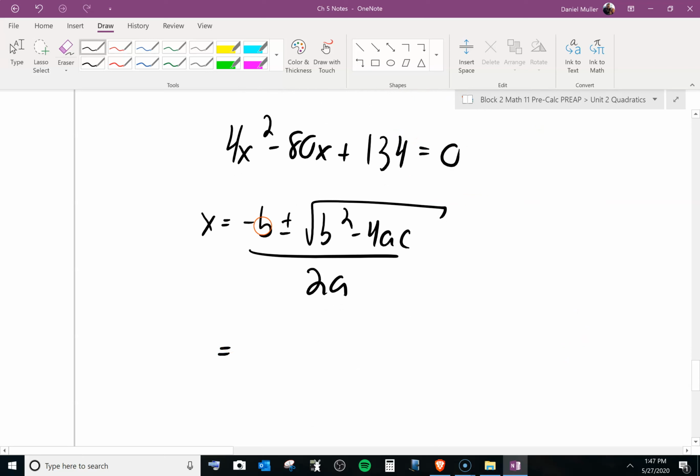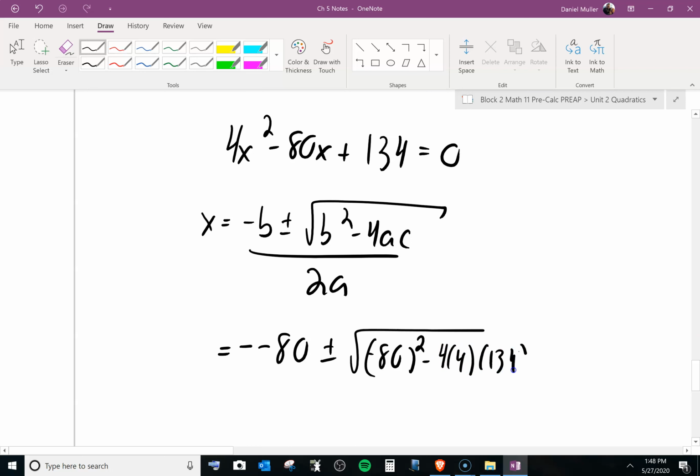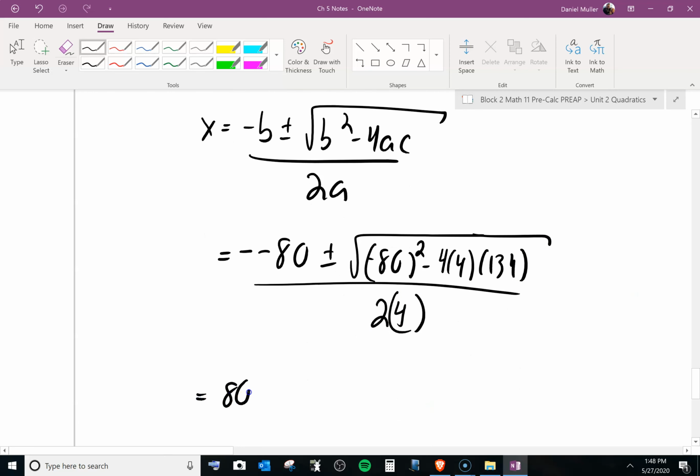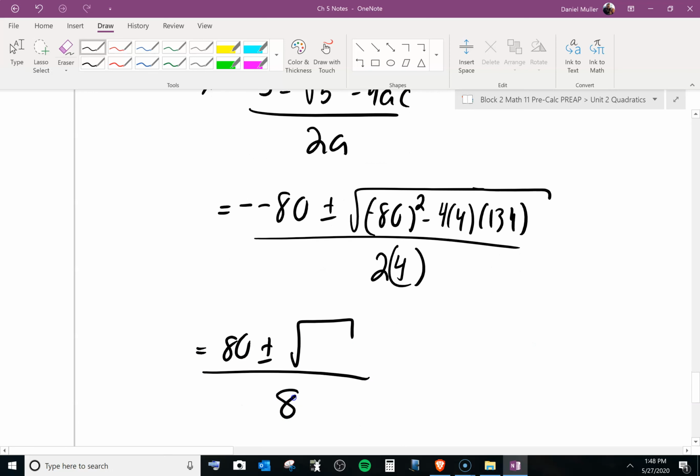Now b has a negative sign in front, and b is negative 80, so again negative negative 80, plus or minus the square root of negative 80 squared minus 4 times a, which is 4, times c, which is 134, all over 2 times a. A is going to be 4. So it looks like I've got 80 plus or minus the square root of something all over 8.